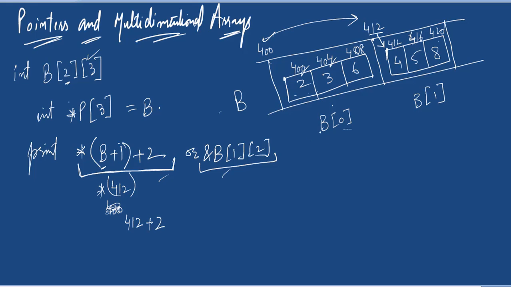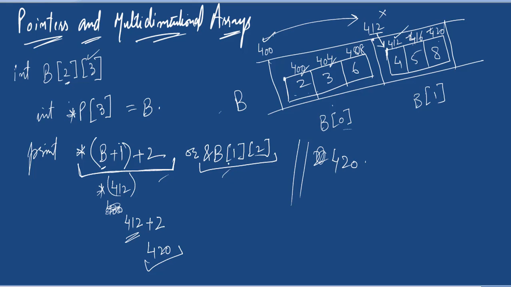Now, if I am talking of 412, which 412 is this? It is not this external 412. It is this internal 412. Internal 412, I am incrementing this by 2. So I have to move on to the two addresses after it. This is the first address 416 and this is the second address 420. So this will give me 420. So 420 will be the answer.